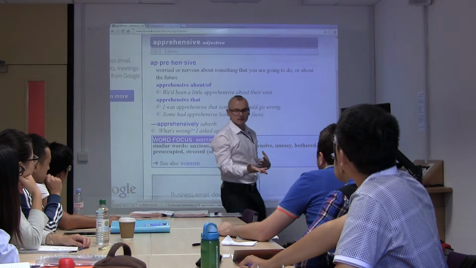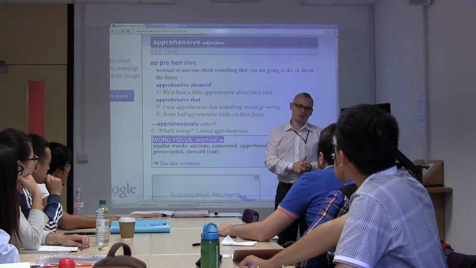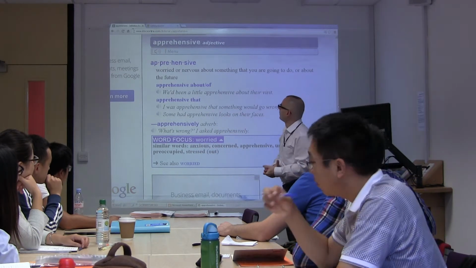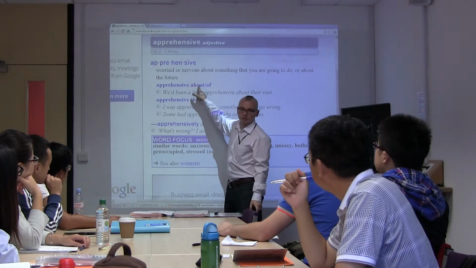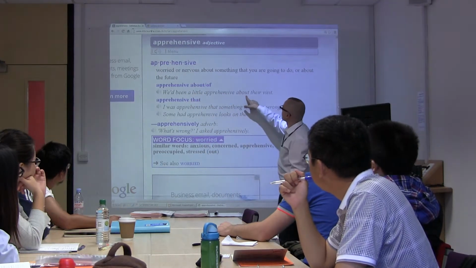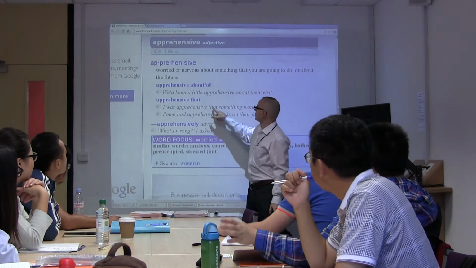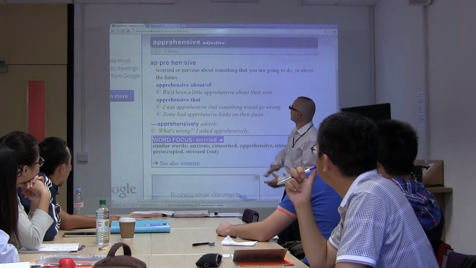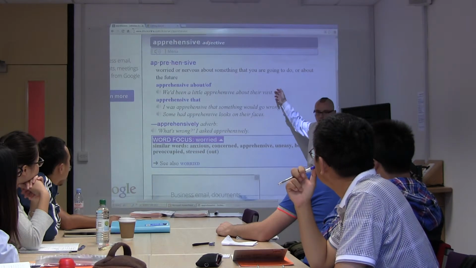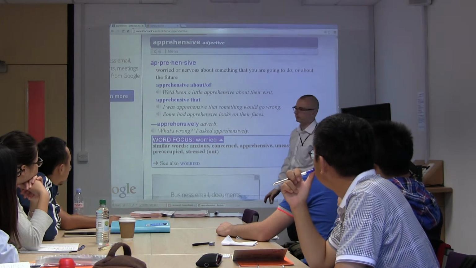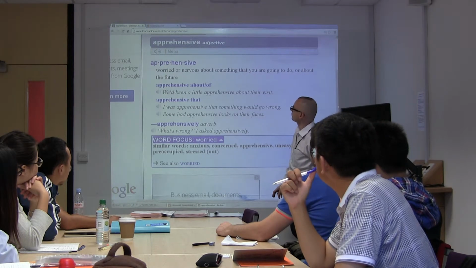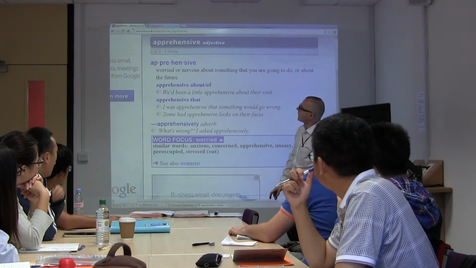Do you need to translate it into your first language? No. And then you have apprehensive about something, so the preposition that goes after that. Apprehensive that, and then a normal clause. And if you want to find a little sentence, you can also look at some examples. So, we've been a little apprehensive about their visit.